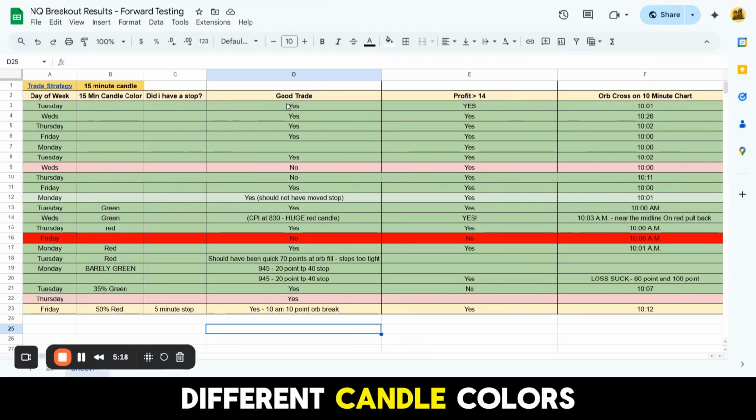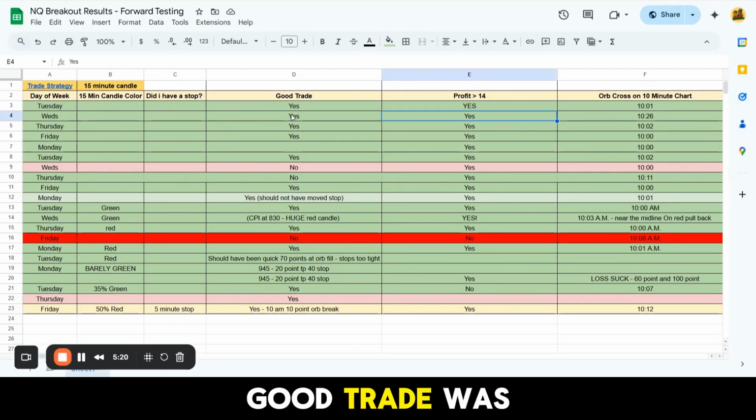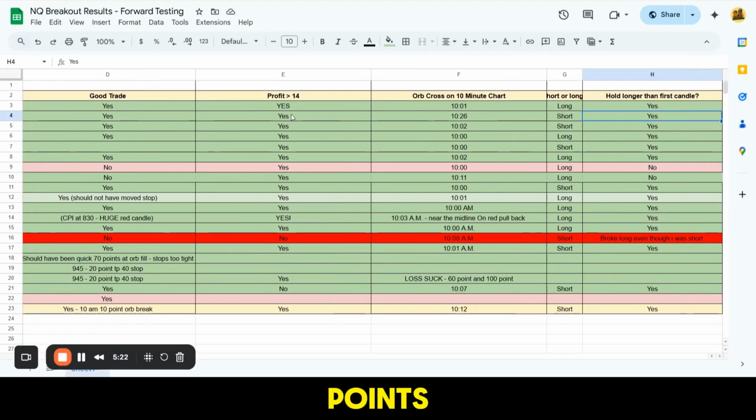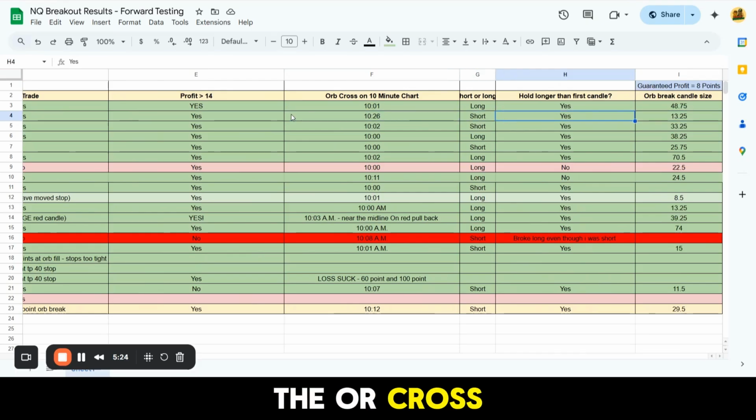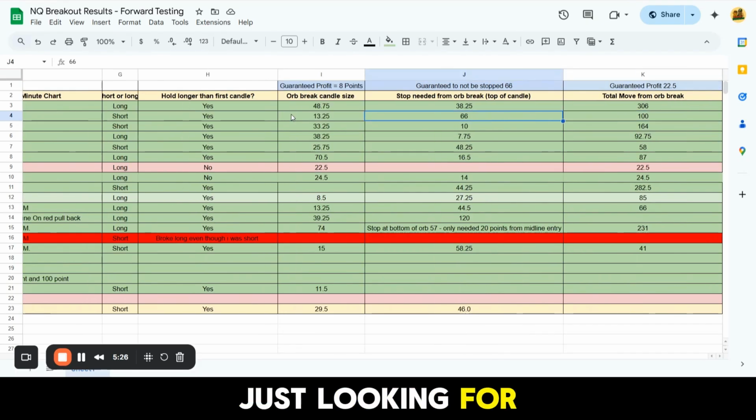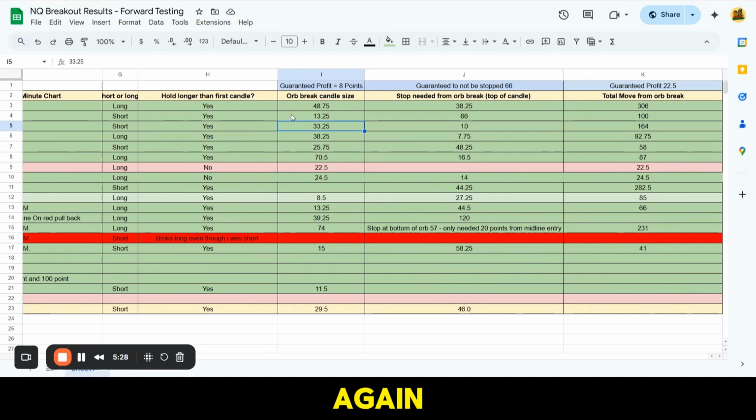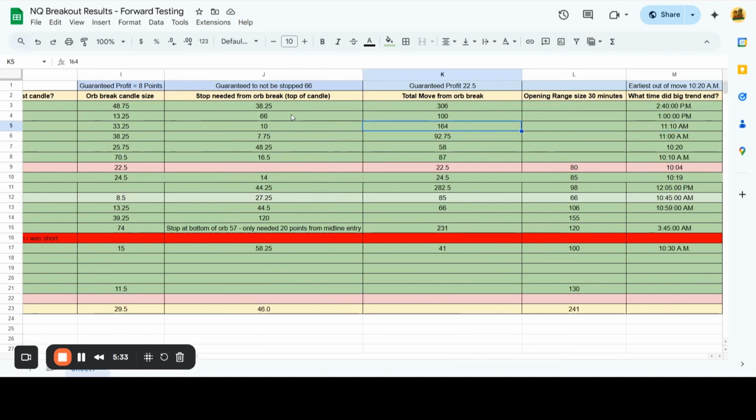So I've got different candle colors. Was it a good trade? Was it at least 14 points? What time did the ORB cross? Short, long? Again, just looking for patterns. I did this each month. Again, not enough data points being the problem, and using real money.